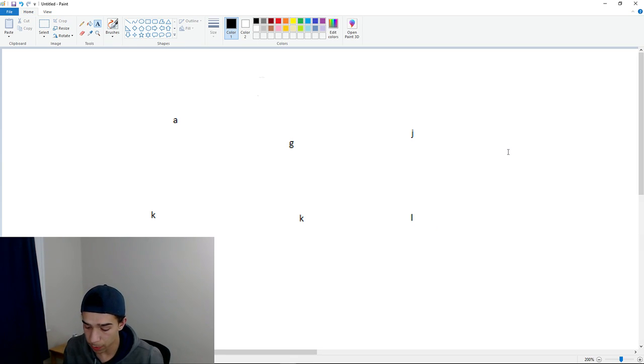Okay, so we're going to talk first about adjacent. Two vertices that are sharing an edge are adjacent. So, for example, if we were to run a line or an edge from G to J, that would be two adjacent vertices.